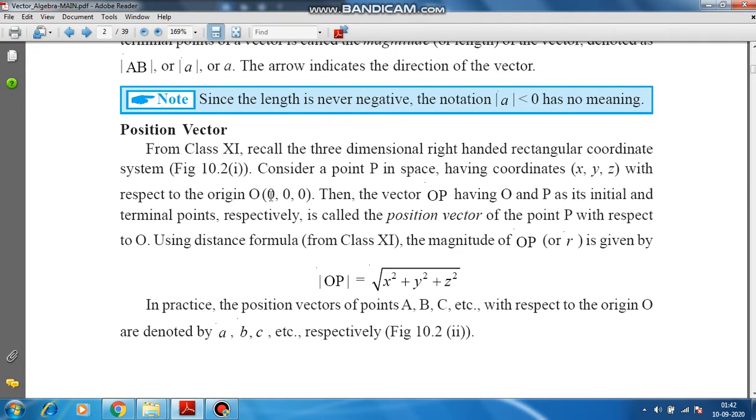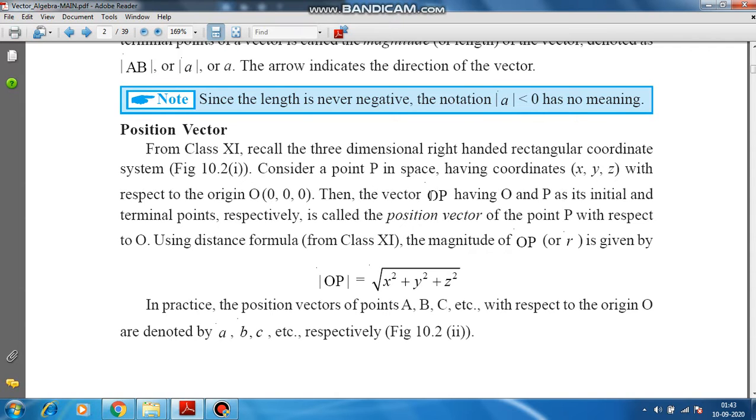Suppose there is a point O, the origin, and there is a point P, then OP is a certain vector. We can say that OP is a vector, and this OP vector is termed the position vector of P. In terms of coordinate geometry, if we suppose that x, y, z are the coordinates of P, then the OP vector is the position vector of P.